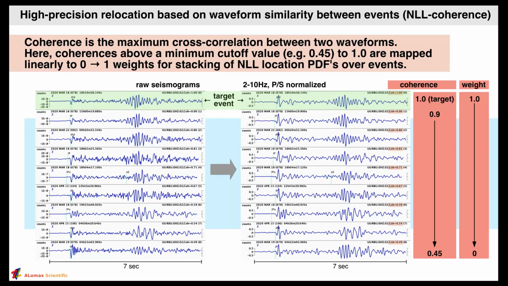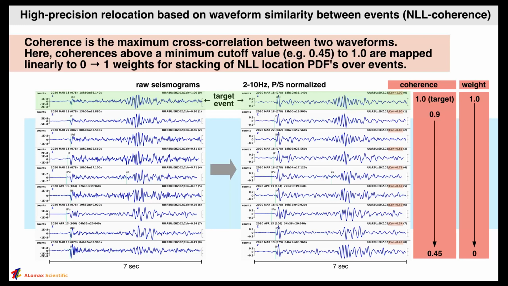And then the interesting procedure in NonLinLoc, I think, is that when we have the set of the target event and a set of similar events, we combine the NonLinLoc location probability density functions for each event. We combine them all, weighting the combination based on the coherency. So the left panel here shows a set of raw seismograms with the top event being the target event we're interested in relocating, and then a set of similar events with decreasing coherency going downwards.